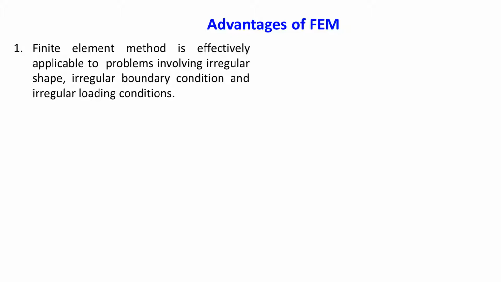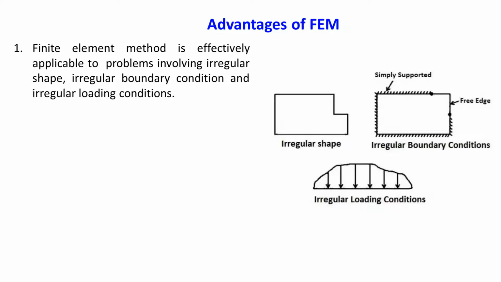For example, if you look at this one slab, it is almost rectangular in shape. But if you look at this portion, it is removed from the rectangle. It means this is a slab having one notch at the end or corner. So this shape of slab you can consider as an irregular shape.